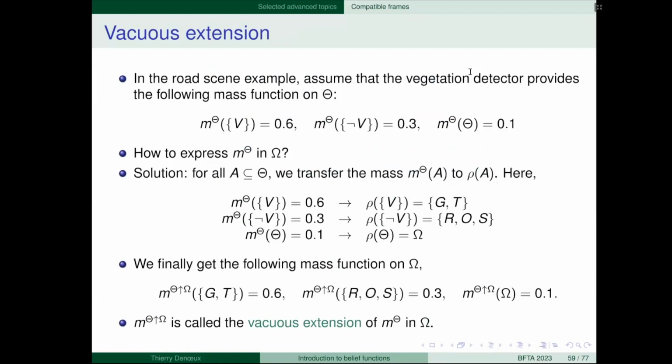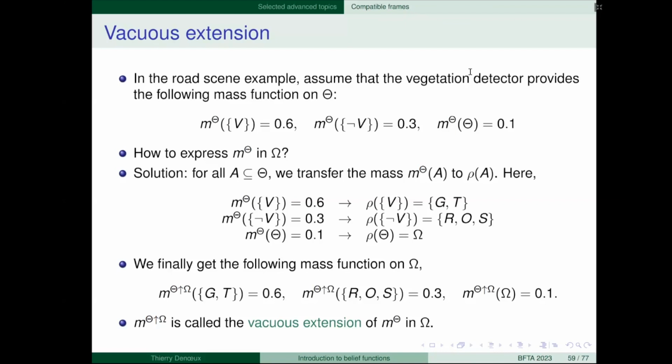So in the routine example, assume that the vegetation detector provides the following mass function on theta. Okay, there is some mass on vegetation, some mass on not vegetation, and some mass on don't know. How to express the same information in omega? So here, with a mass function on theta, we want to express it in a refinement of theta. So this is quite easy. We just take each mass given to a subset of theta, and we can transfer this mass to its image by the refining application rho.